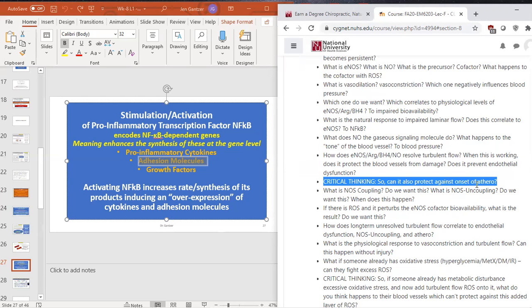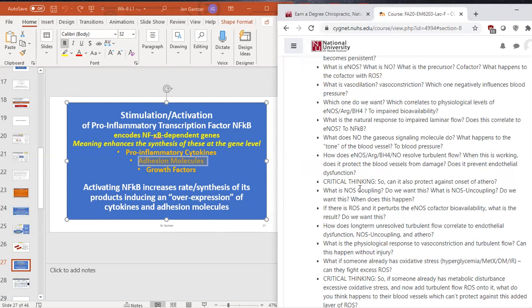So can it protect against the onset of athero? If we know that the initial step is endothelial injury, which leads to endothelial dysfunction, which leads to hyperpermeability of the endothelial cells with diapedesis and leukocyte adhesion and an overexpression of adhesion molecules, which all cause atherosclerosis, don't you think that if you can prevent all of that from happening by not allowing endothelial injury in the first place, that'd be a really great way to protect the population of people?